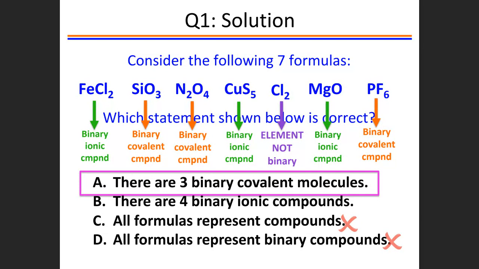See here? Binary ionic compound, binary covalent compound, N2O4 binary covalent compound, CuS5 binary ionic compound. Cl2 is an element, not binary, because this is a diatomic molecule, correct? Binary means two different elements, not two the same. If there are more than two different elements, then it is not binary, that's a regular compound. So magnesium oxide is binary, PF6 is a binary covalent compound. You can find out like that.